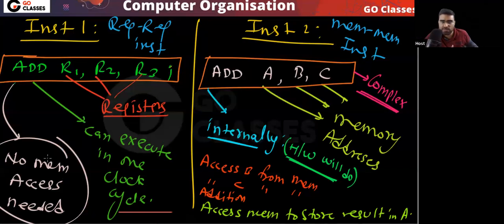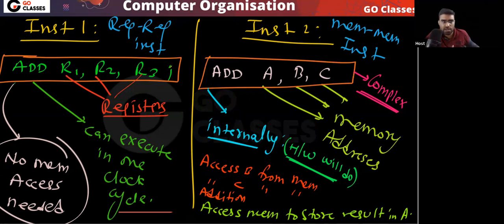You don't need to access main memory. Okay, so this is a simple instruction. Now you can see, if you have this instruction, then you have to access main memory 3 times. Yes or no? So it will take many clock cycles. So this is your complex instruction. Very simple. Is this clear?